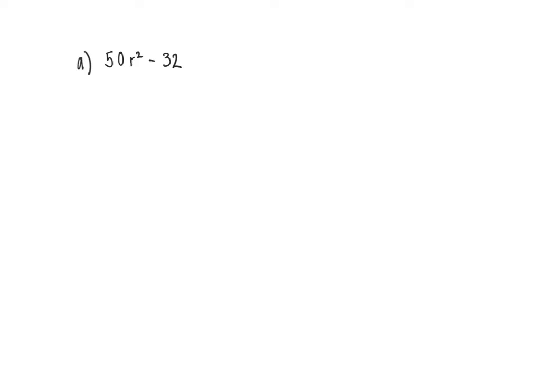Okay, so for this problem, we have 50r squared minus 32. The first thing I'm going to do is look for a greatest common factor. In this case, between 50 and 32, it looks like we have a common factor of 2. So I'm going to factor the greatest common factor out first. 50 divided by 2 is 25r squared, and 32 divided by 2 is 16.